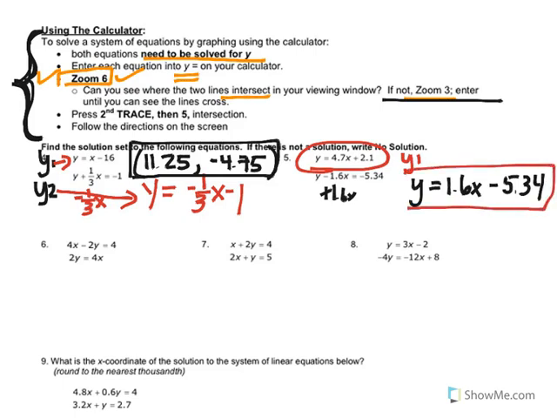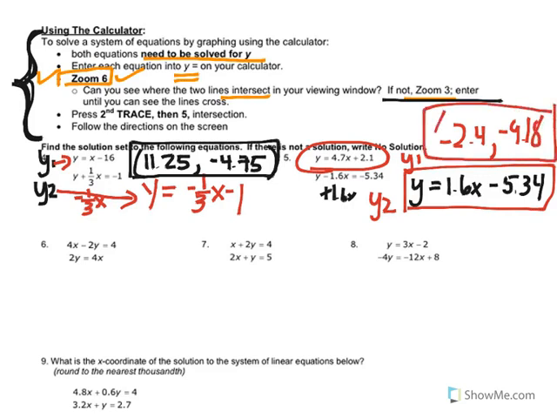Okay, now that we've done that, take your first equation and put it into y1. Take your second equation and put it into y2. Hit your graph button. Then second trace 5. Enter, enter, enter. And when you do that, hopefully you're coming out with negative 2.4 and negative 9.18. And there's your solutions. Bada bing, bada boom.